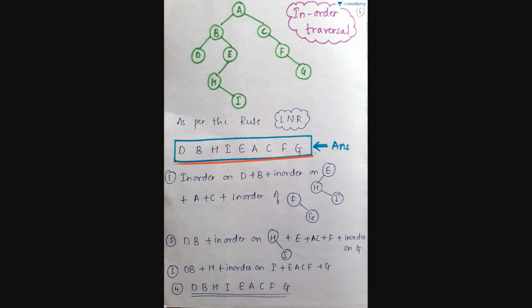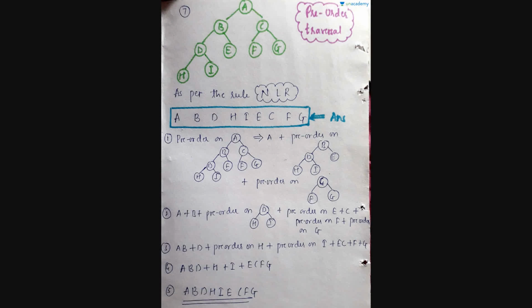Now a further example is preorder. In preorder I have A, B, C, D, E, F, G, H, I, the same tree, but the rule for preorder is N, L, R. That is, first the root node, then the left node, then the right node.